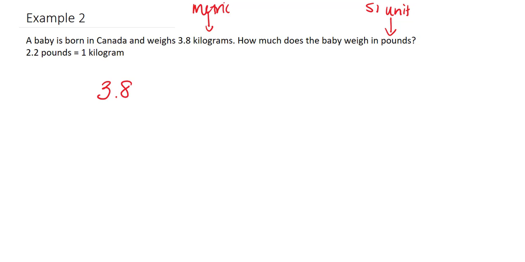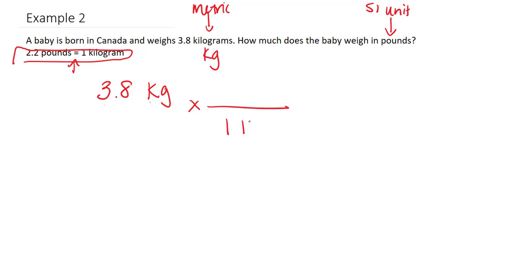So 3.8 kilograms, we shorten into kg. Now, if we are given this relationship and we have 3.8 kilograms to start with, we're going to use this as a fraction. So how do we do that? Let's go ahead and put the 1 kilogram on the bottom. And then that means we're going to put the 2.2 pounds on the top. So this is how we show pounds.